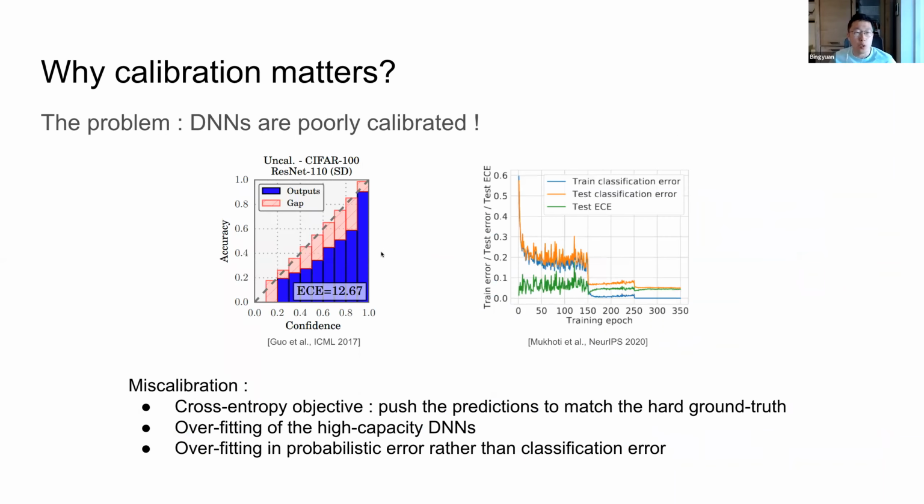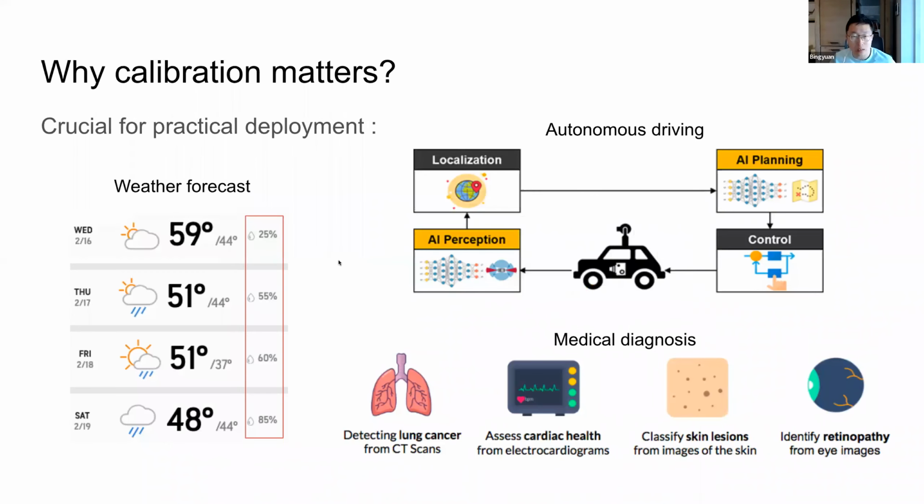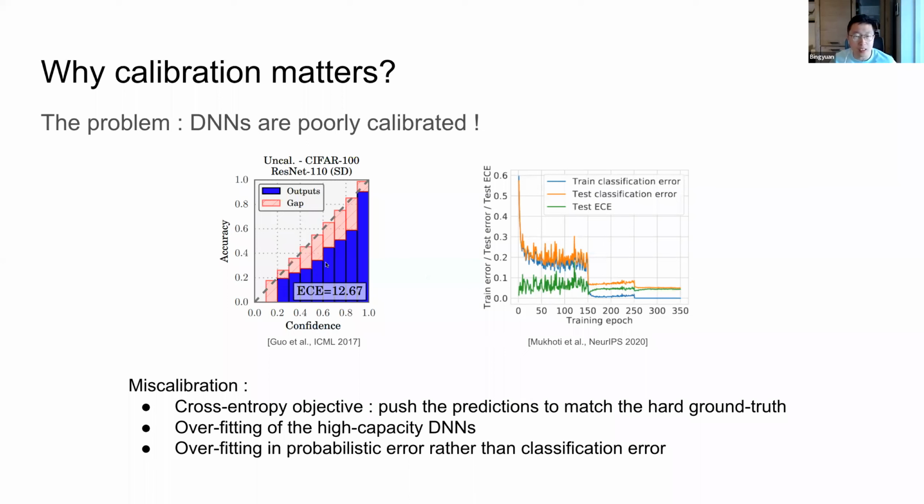So here the problem is that deep learning models tend to be poorly calibrated. Some recent papers have demonstrated that deep learning models tend to be overconfident. The first figure is from the very original paper at ICML 2017. It's the first paper in deep learning to reveal that deep learning is poorly calibrated. We can see in these figures that the predicted confidence tends to be larger than its real accuracy.